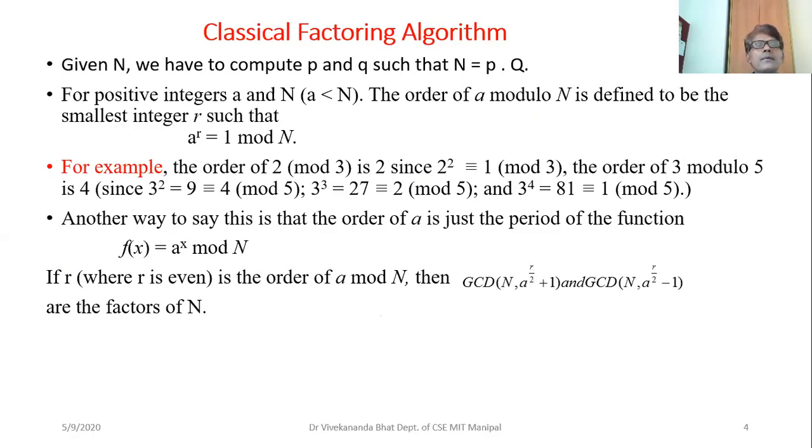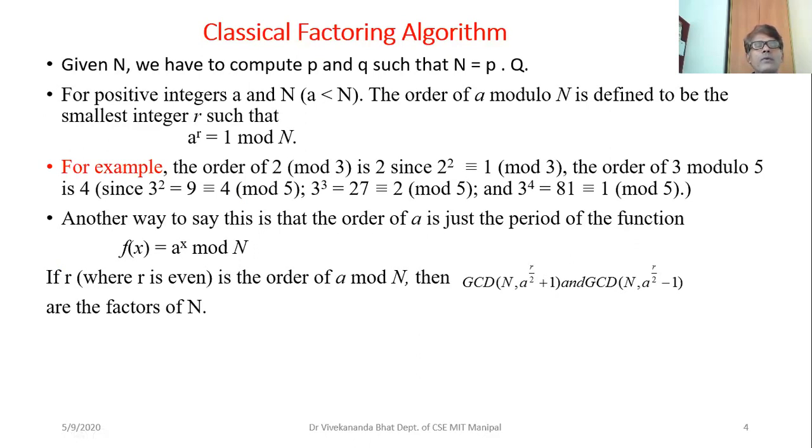So let us review classical factoring algorithm. Given integer n, we have to compute p and q such that n is equal to p times q. For positive integers a and n, a is less than n, the order of a modulo n is defined to be the smallest integer r such that a to the power of r is congruent to 1 mod n.